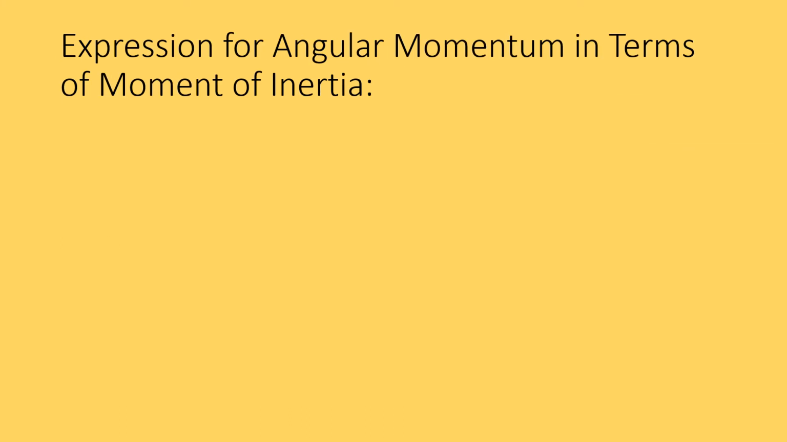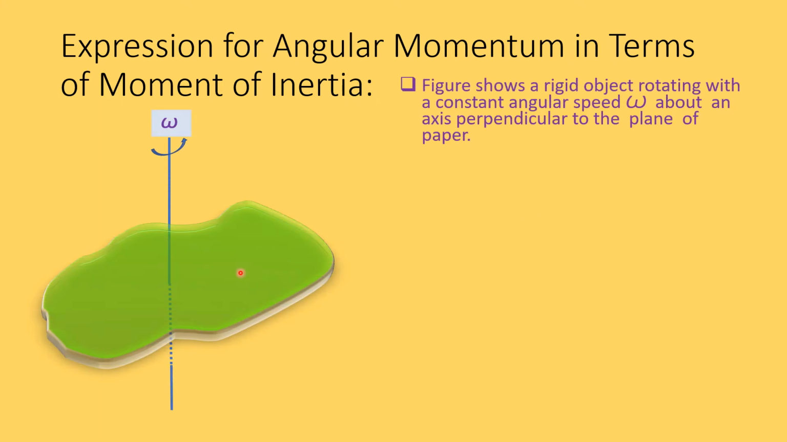Expression for angular momentum in terms of moment of inertia. Consider a rigid body of mass m rotating about this axis passing through this point. It has an angular velocity omega. So this axis is perpendicular to the plane of the paper or the plane of this rigid body.